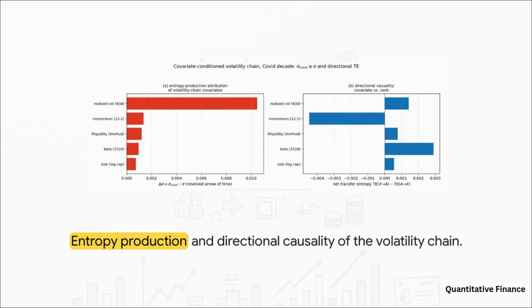To figure out which of those signals actually matter, the researchers borrowed some heavy-hitting concepts from information theory. Let's break down these charts. In the red chart on the left, check out that massive top bar. That clearly shows that past realized volatility is the absolute primary engine driving future risk rankings. It's the big boss. Now over on the blue chart on the right, bars pointing to the right indicate true leading indicators. Again, things like volatility, illiquidity, and size.